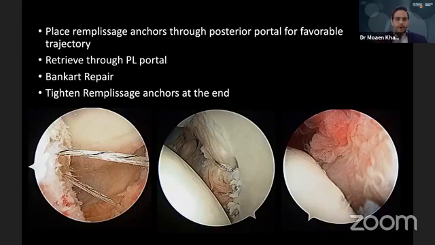And then I park my sutures out the posterior lateral portal. I proceed with my Bankart repair. And then on the image on the right here, you can see I then tighten my remplissage anchors at the very end of the case. And I think that's important as well, because if you tighten the remplissage at the beginning, you can over-constrain and tighten down the capsule, and it can make your Bankart repair a little bit more difficult.